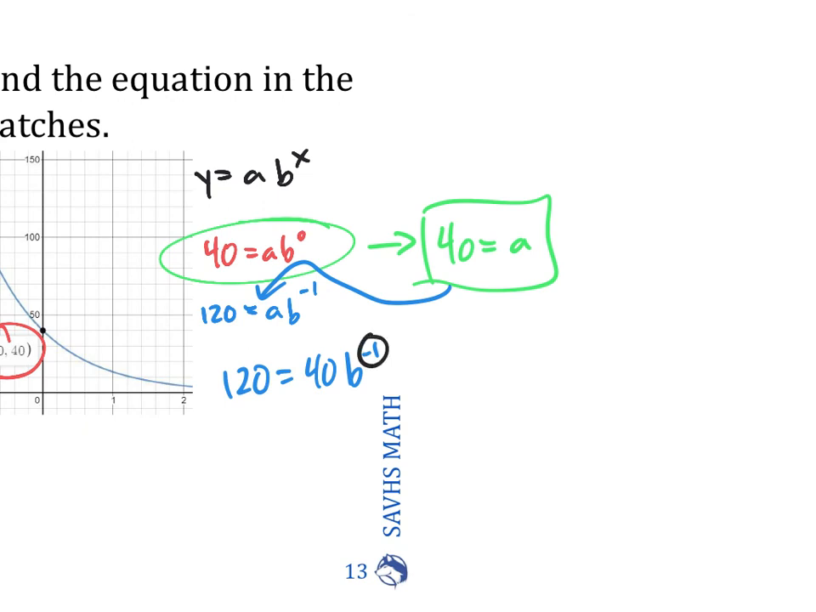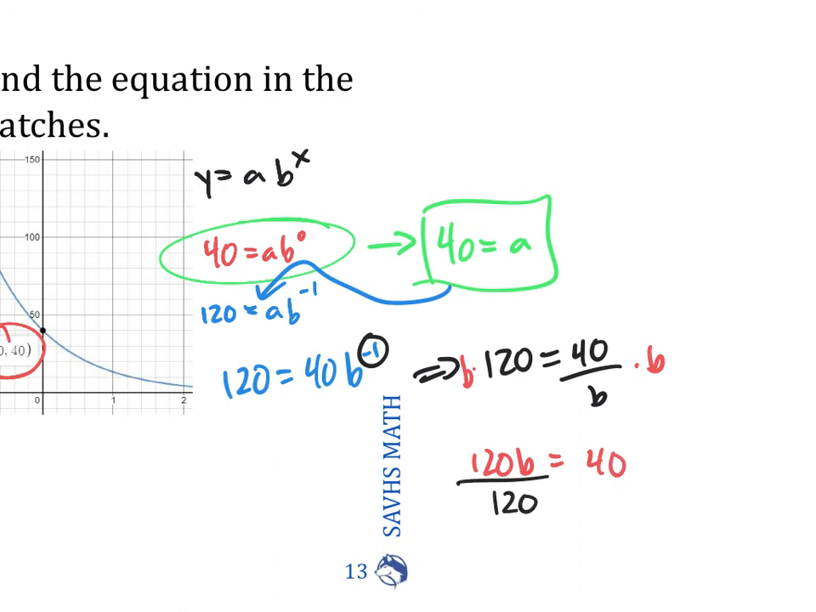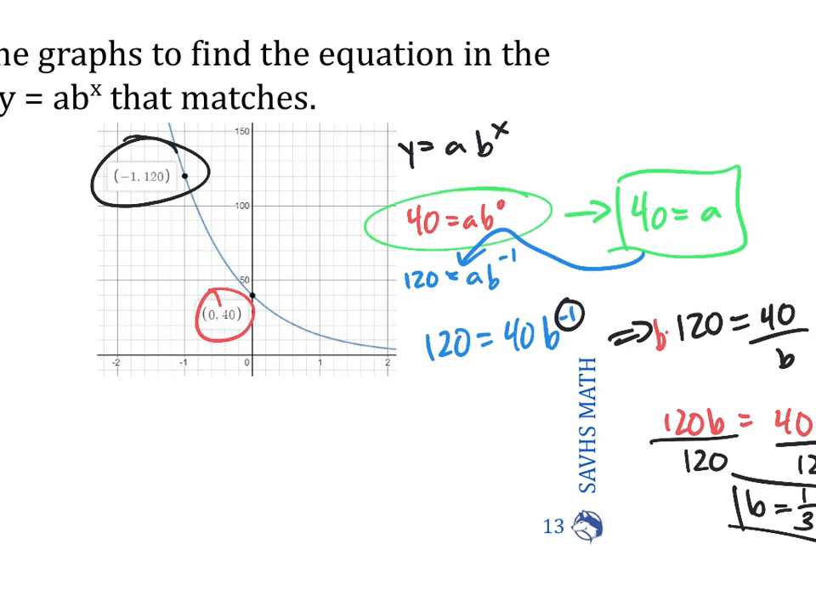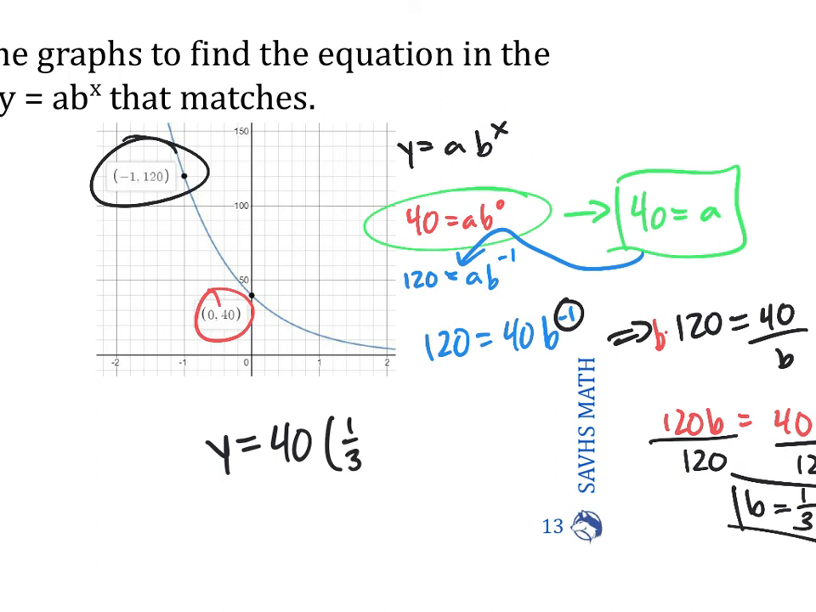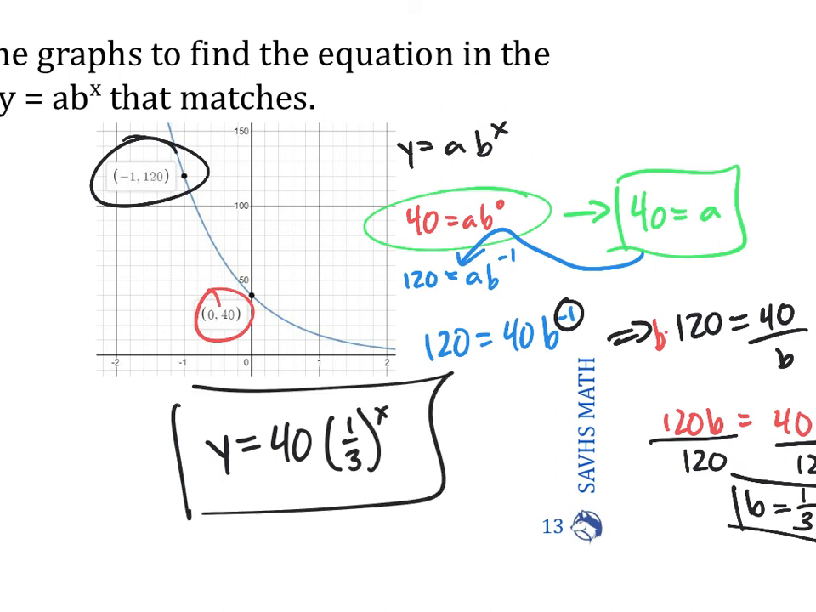Okay. Remember your exponent properties. This b to the negative 1 means now I can rewrite that as 120 equals 40 over b. Okay. So then let's multiply both sides by b, and we get 120b equals 40. Divide both sides by 120, and we get b equals 1/3. Okay, so our equation that matches this graph is y equals 40 times 1/3 to the x. You have a little bit of additional practice today, and then a mastery check, and then you're done for the day.